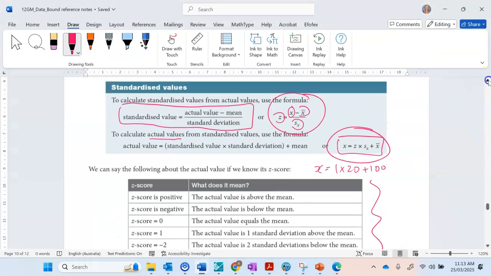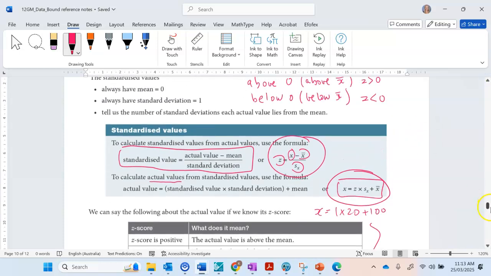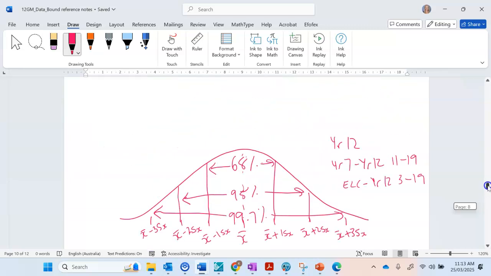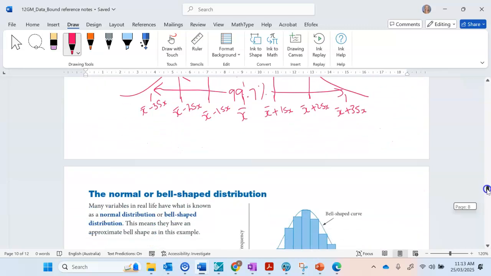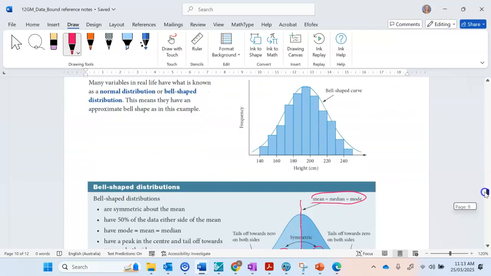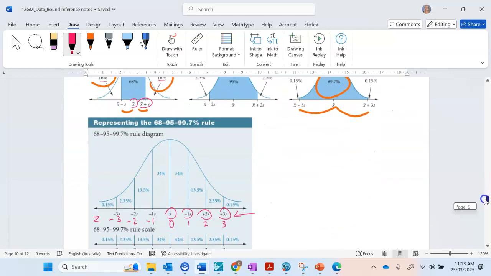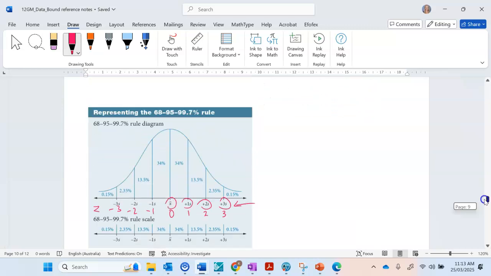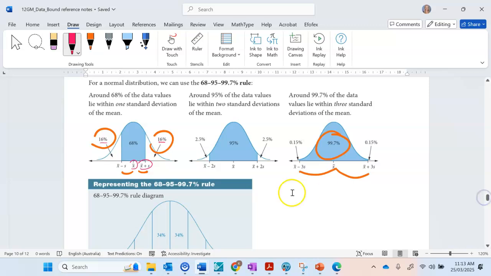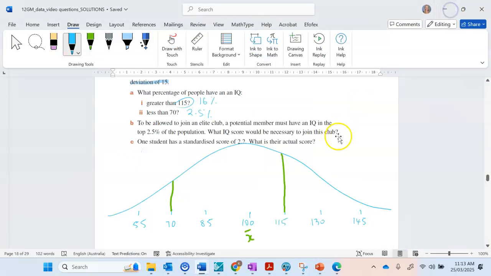just keep referring to your notes. This computer's very laggy today. All right, so you can use your standard, or because it wasn't standard. Oops, where am I going? No, I don't want to do that one. Where am I? This one. Oh, that was the other one. Okay, so you're just using those percentages there. So 16%, 1 standard deviation above, 2.5 was 2 standard deviations below.